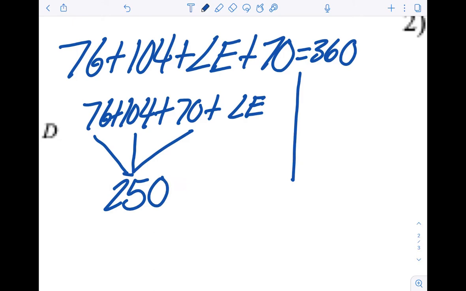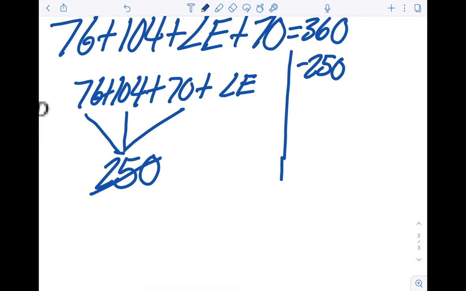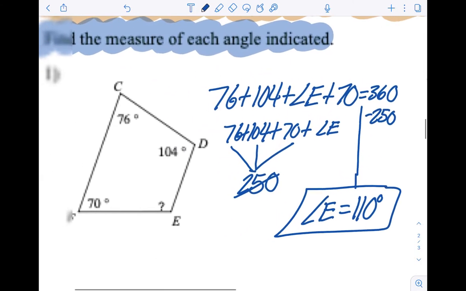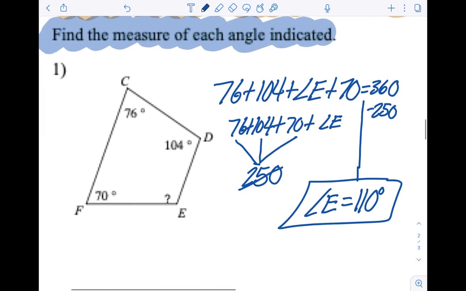I need to move this 250 over, and I get angle E is equal to 110 degrees. And there you go, that is number 1. The key is knowing that all the angles add up to 360 degrees.